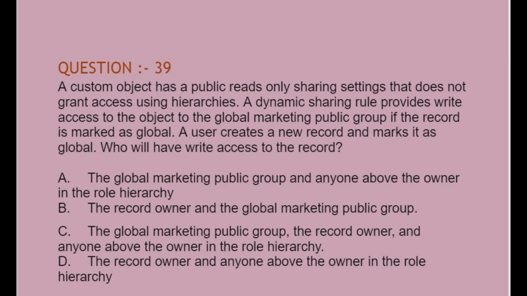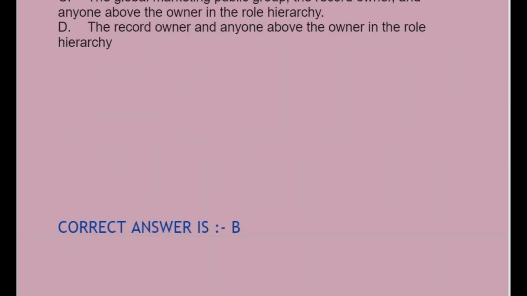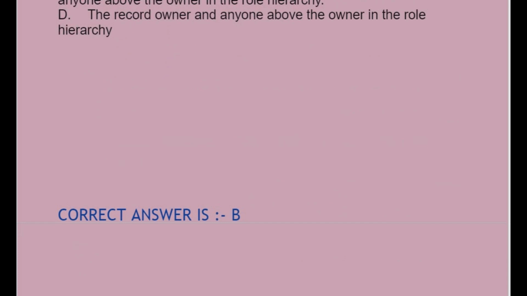Option A, the global marketing public group and anyone above the owner in the role hierarchy. Option B, the record owner and the global marketing public group. Option C, the global marketing public group, the record owner and anyone above the owner in the role hierarchy. Option D, the record owner and anyone above the owner in the role hierarchy. Correct answer is option B.